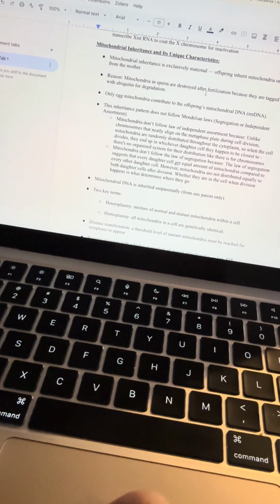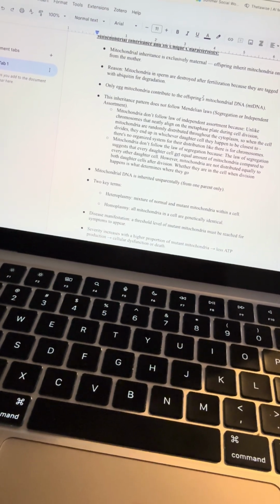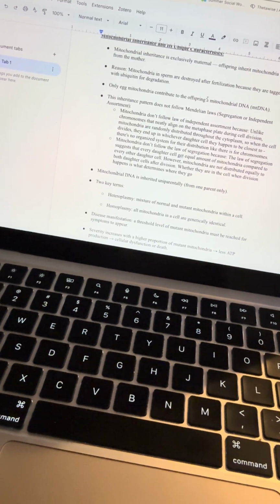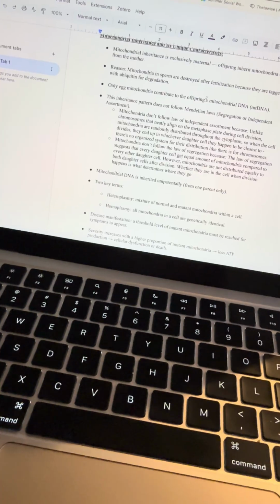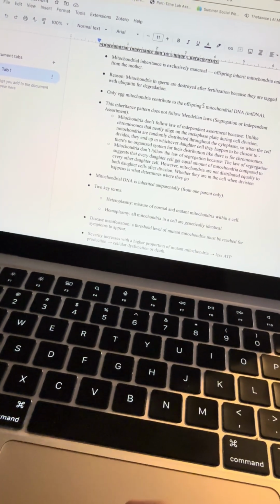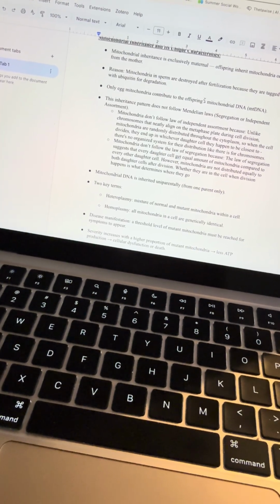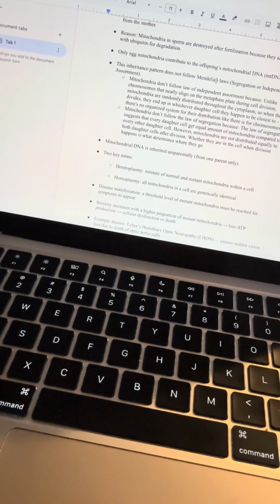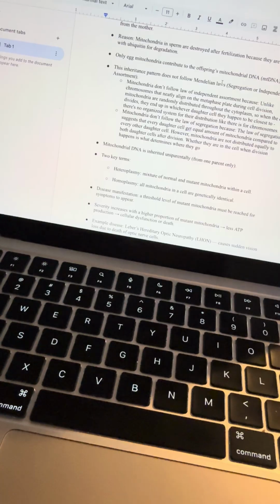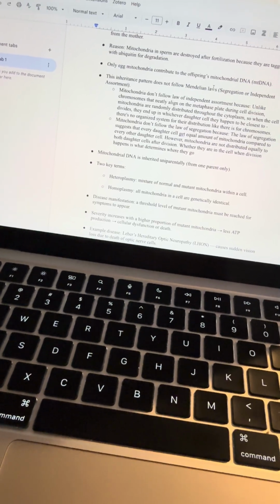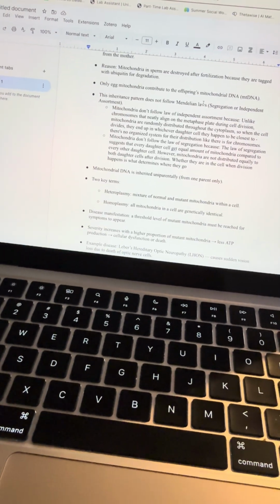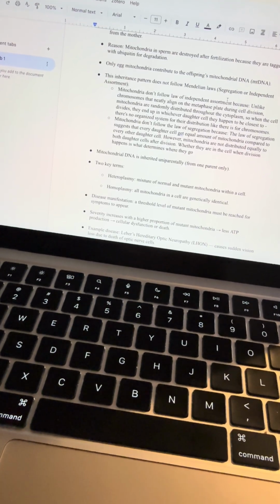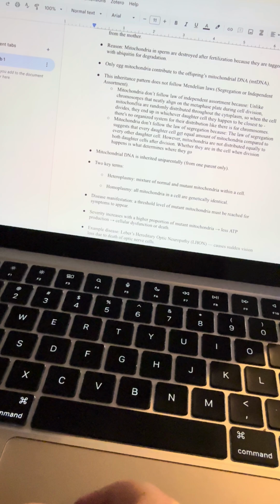Offspring inherit mitochondria only from the mother. Reason: mitochondria in sperm are destroyed after fertilization because they are tagged with ubiquitin for degradation. Only egg mitochondria contribute to the offspring's mitochondrial DNA (mtDNA). This inheritance pattern does not follow Mendelian laws, segregation, or independent assortment.